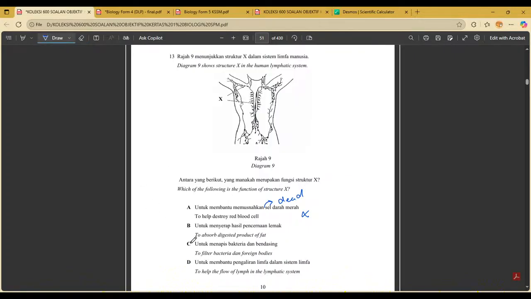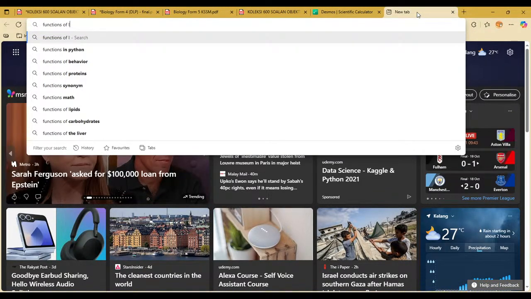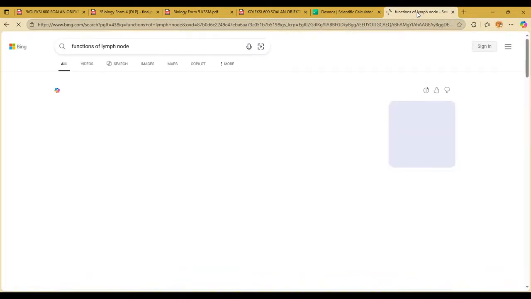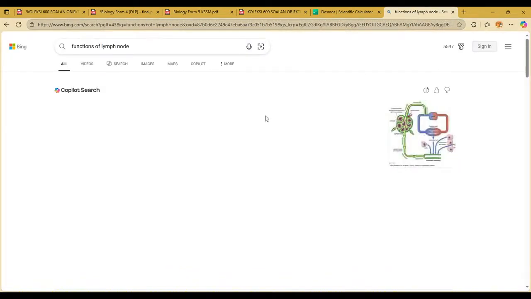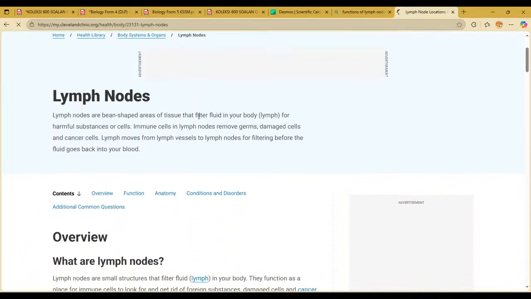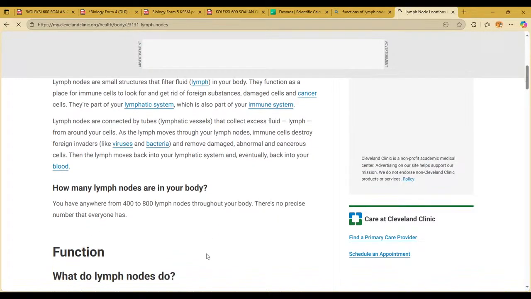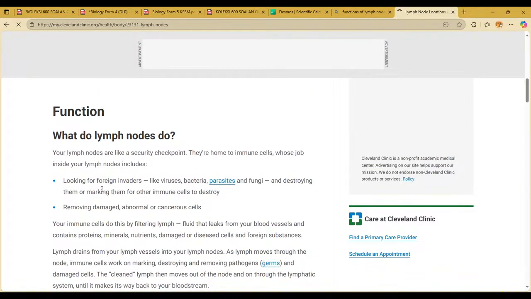I'm just gonna Google real quick. Function of lymph node. Frequently make sure. How many lymph nodes? 400 to 800 lymph nodes throughout your body. What do lymph nodes do?